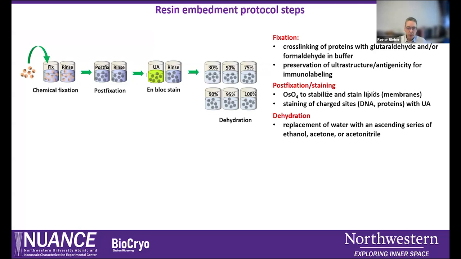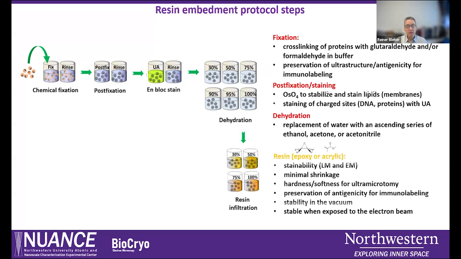Dehydration means we replace the water in the sample with a solvent, usually ethanol or acetone or acetonitrile. And we do this by incubating the sample with an ascending series of this solvent. Once all the water molecules are removed and replaced by the solvent, we can start with resin infiltration.